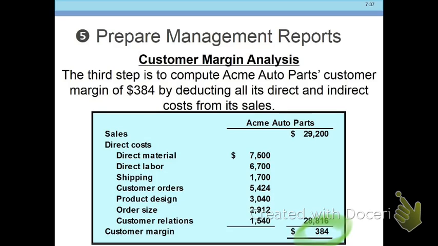Is that customer profitable? Yes. Now keep in mind there were a couple other costs that we couldn't allocate. We tried to allocate those, but there's no good way to allocate them, so we can't do that. But is this customer a profitable customer? And the answer is yes. Do we want to keep this customer around? Yes. Might we want to try to find a way to increase that $384? Yes. But at least this is a customer that is generating a profit for us.